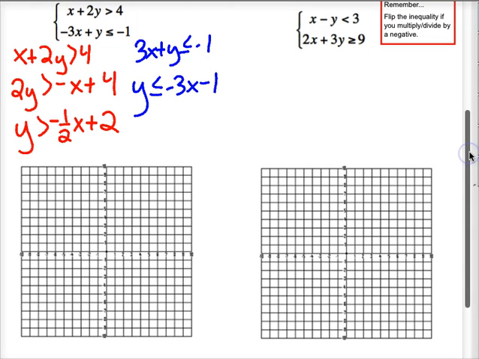I just have to graph both inequalities. So I'm going to start with my red one. So I have a y-intercept up at 2, slope of negative 1/2. So down 1 over 2. So I have my line. Now I need to look at my inequality sign. Strictly greater than. So strictly greater than means I have a dashed line. Greater than means I shade above my line.